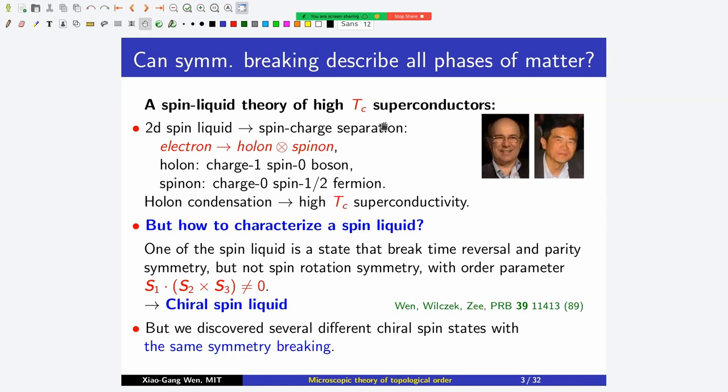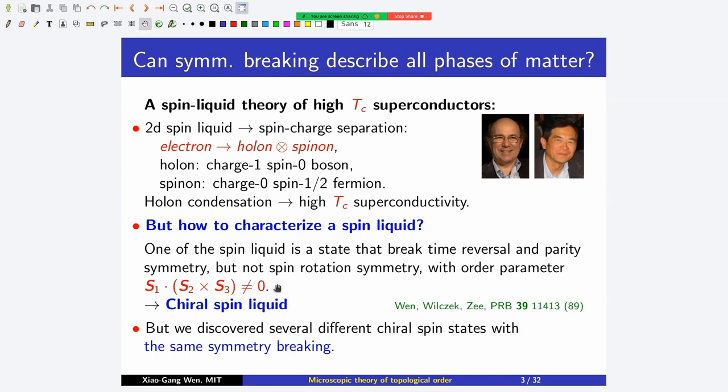So in the early days of high Tc, Anderson had a proposal using a spin liquid with spin-charge separation to describe the high Tc superconductor, where the holon is a charge one, spin zero boson, whose condensation led to high Tc. So that's maybe one way to get high Tc. But the spin liquid is something with no feature. So there's a challenge, how to characterize a spin liquid. At the beginning, we found we can use this strange three-spin order parameter to characterize a spin liquid. That breaks time reversal symmetry, but not the spin rotation symmetry. This is called the chiral spin liquid.